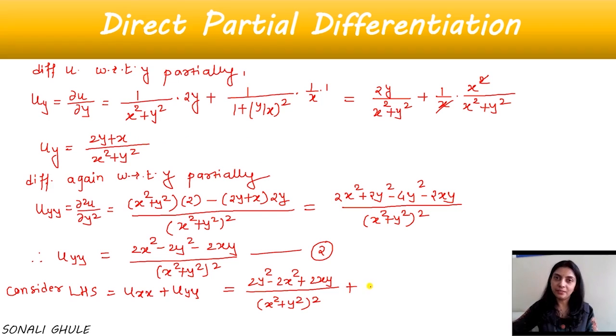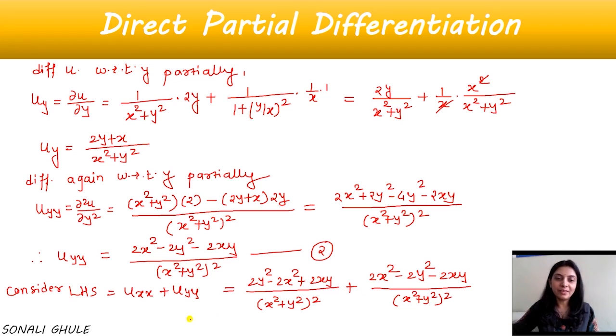Now we are doing addition here. So plus, now write the value for uyy that we found. So it is minus 2y square minus 2xy upon (x square plus y square) whole square. Now see here again your denominator is same, so we can simply add the numerators. If we do addition of numerator, 2y square minus 2y square will cancel, minus 2x square plus 2x square will cancel, plus 2xy minus 2xy will cancel, right?